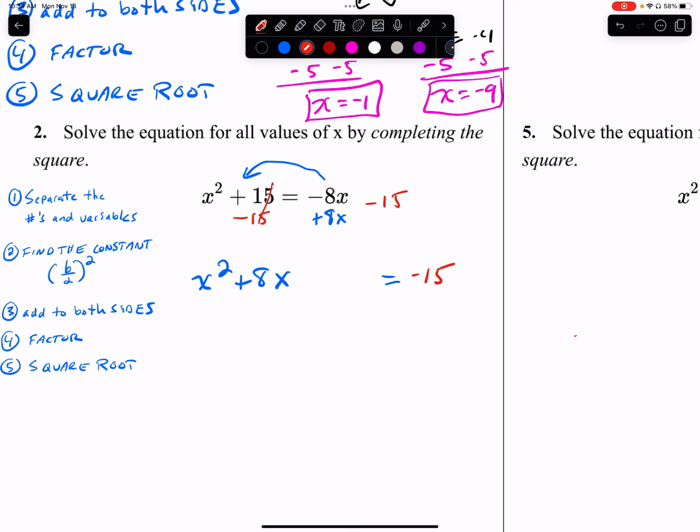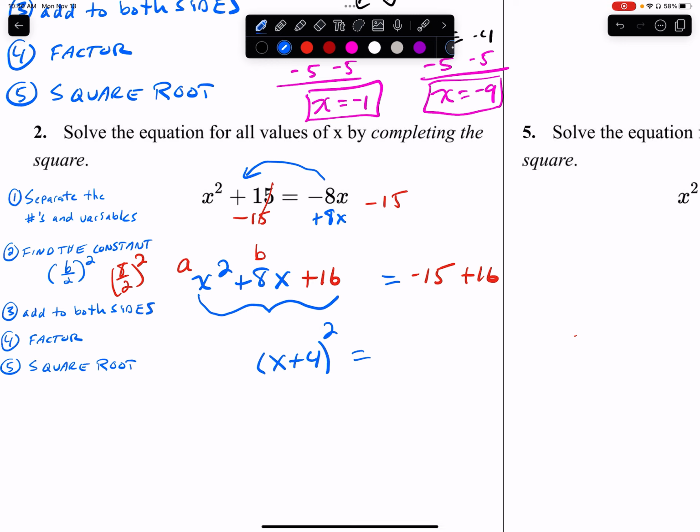The next thing to do is find the complete the square constant. I've got an a value of 1, good, and a b value of 8. So 8 divided by 2 squared: 8 divided by 2 is 4, and 4 squared is 16. So I'm going to add 16 to both sides. Again, what does that do? That turns this into a perfect square binomial, because 4 times 4 is 16 and 4x plus 4x is 8x.